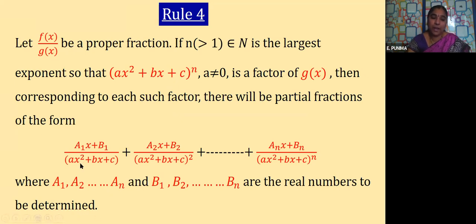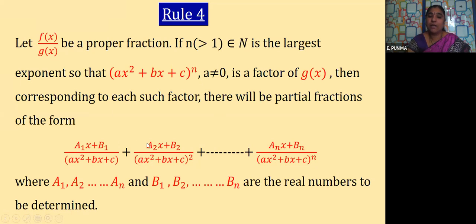a1x plus b1 by ax square plus bx plus c. This is the first partial fraction. The second one is a2x plus b2 by ax square plus bx plus c whole square, and so on. Here the n value means we should get n number of partial fractions. So what is the nth partial fraction? It is anx plus bn by ax square plus bx plus c whole to the power of n.